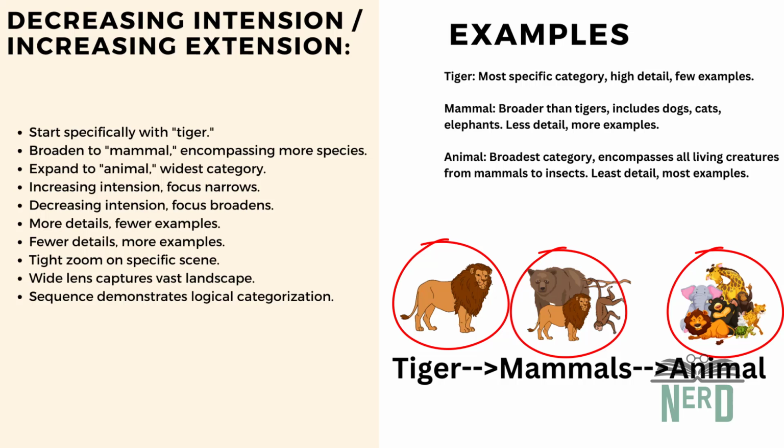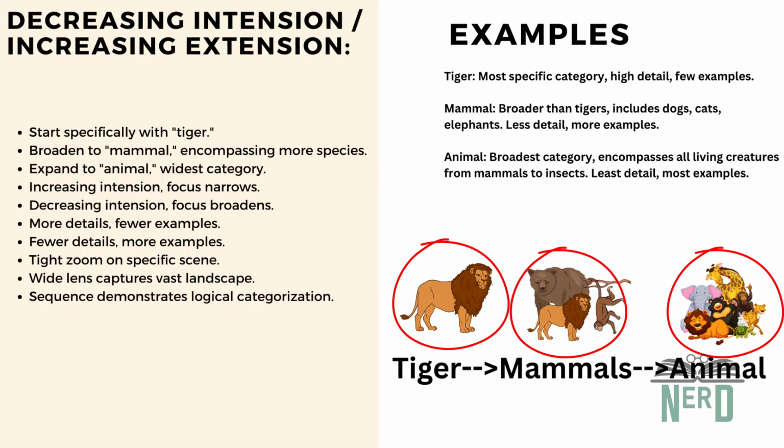Tiger. This is our most specific category. When we talk about tigers, we're really zoomed in on a very specific kind of animal. Tigers are big cats known for their striped fur. Here the intention is high because we're including a lot of detailed attributes specific to tigers, but the extension is low because we're only talking about one type of animal.